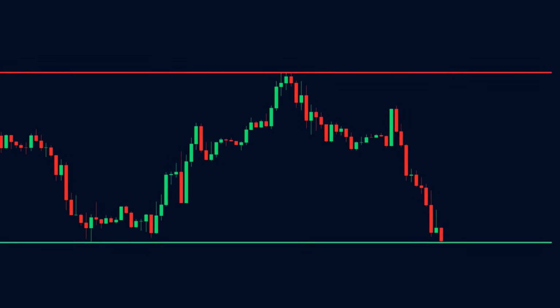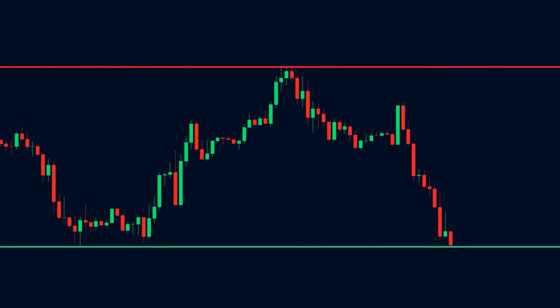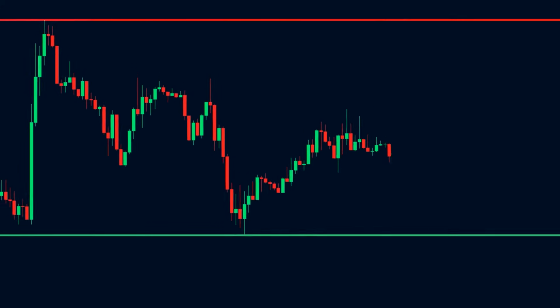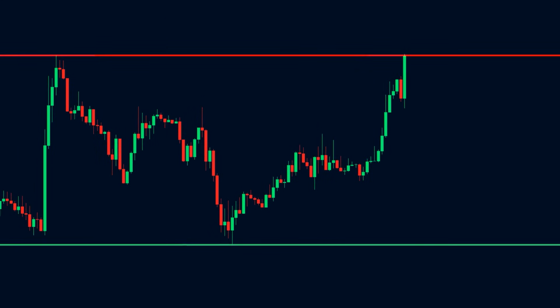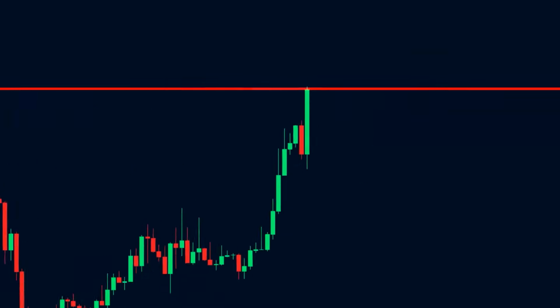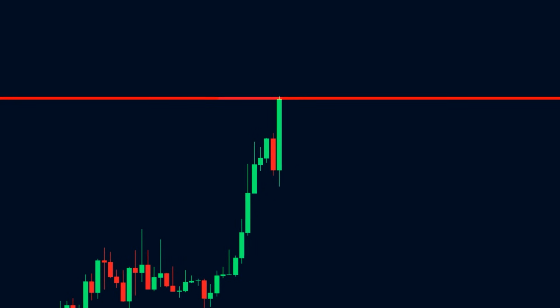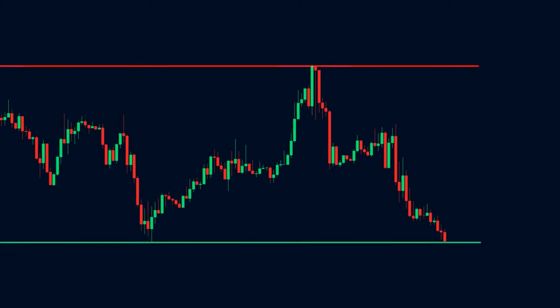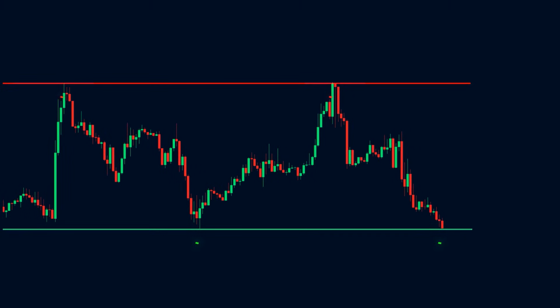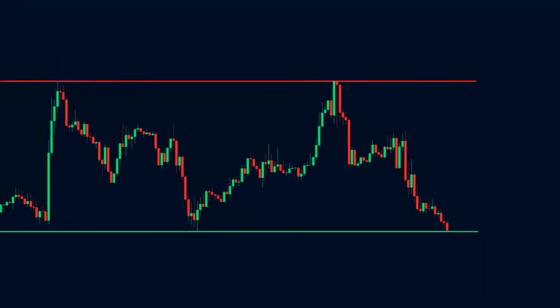At a deeper level, support and resistance represent imbalances between supply and demand. At support, demand outweighs supply. Buyers absorb selling pressure and push price higher. At resistance, supply outweighs demand. Sellers absorb buying pressure and push price lower. Every time price reaches one of these zones, you're watching a battle between buyers and sellers, and the outcome of that battle determines your next move.